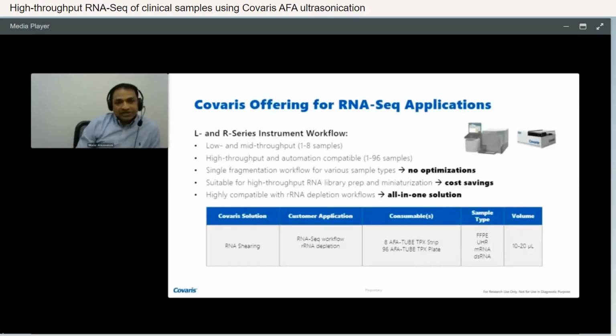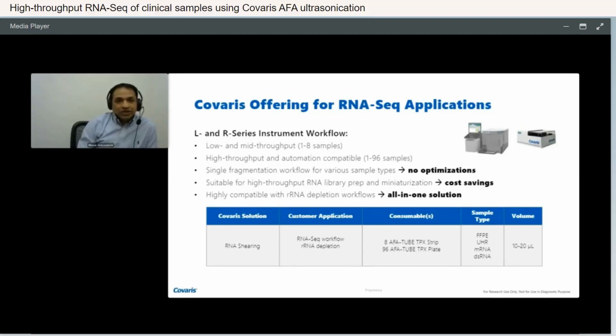Covaris offers a streamlined RNA shearing workflow with a standardized protocol, especially when dealing with low input and a wide range of sample concentrations. In addition, AFA solutions offer different consumable formats to address different sample processing throughput requirements. For example, low throughput, 1 to 8 samples, or high throughput, 96 or 384 well, or batch processing.